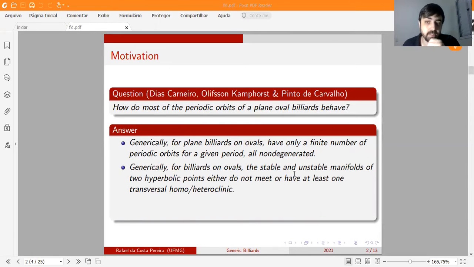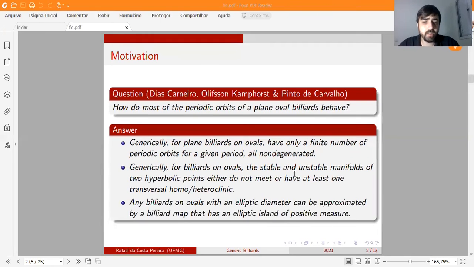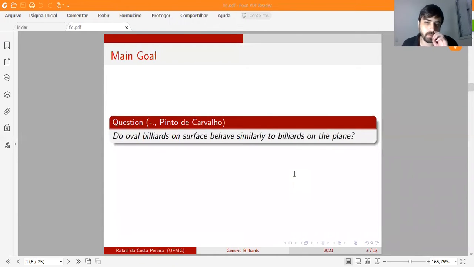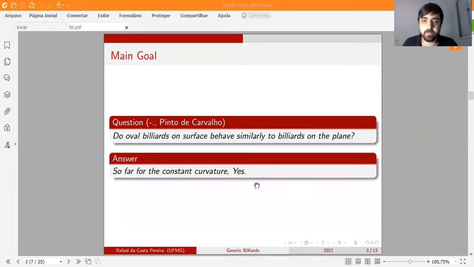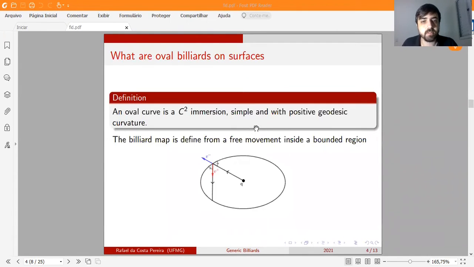They also show that the stable and unstable manifolds of two hyperbolic points either do not meet or have at least one transversal homoclinic or heteroclinic point. And any billiard oval with an elliptic diameter can be approximated with a billiard map that has an elliptic island of positive measure. So Sonia and I asked the same question, but for other surfaces. What can you say? For the hyperbolic plane and the sphere, we can prove the same results.